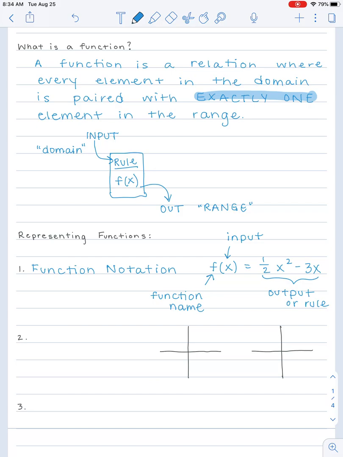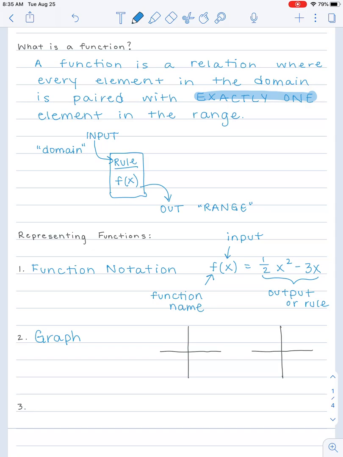All right, so again, we have our function name, you have your input, what you're plugging in, and what you're plugging in is always in that parenthesis there. And then the other side of the equation is actually your rule, or what you're going to get when you plug something in. This is going to be our most common way we're going to be representing functions for the good portion of a year. The second way is a graph. We will learn how to graph by hand and use graphing calculators.